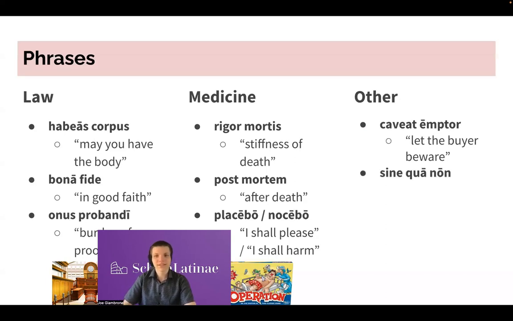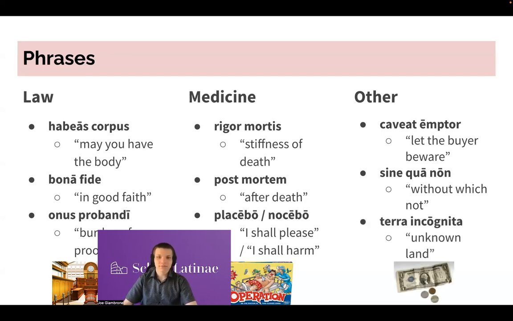Sine qua non is a good one. Literally means without which not. It is something that is indispensable. So, for example, you could say that studying the classics is a sine qua non of being a well-learned individual in today's world. And finally, terra incognita, it means unknown land.